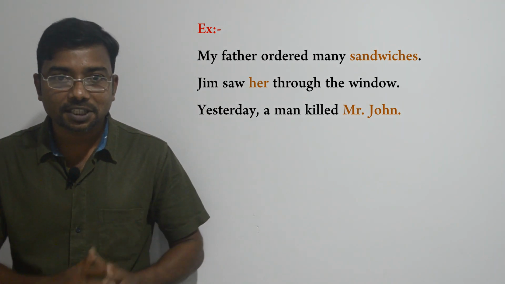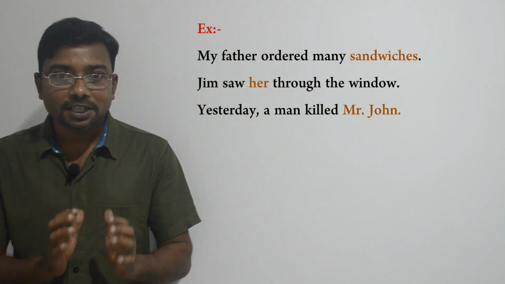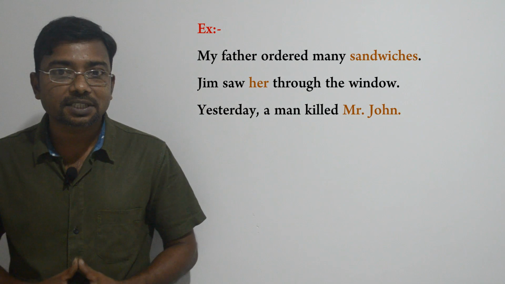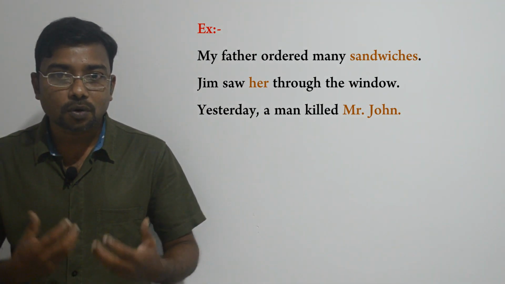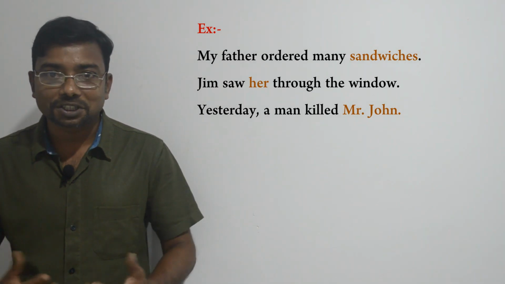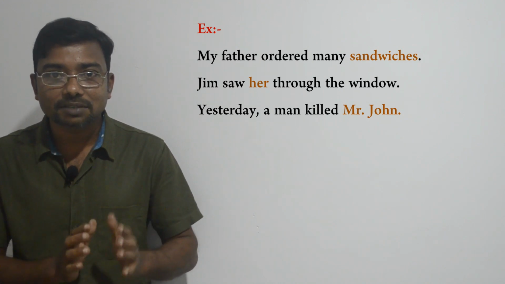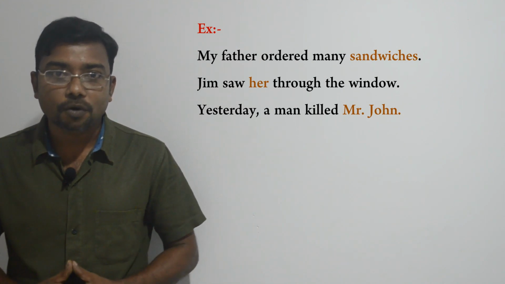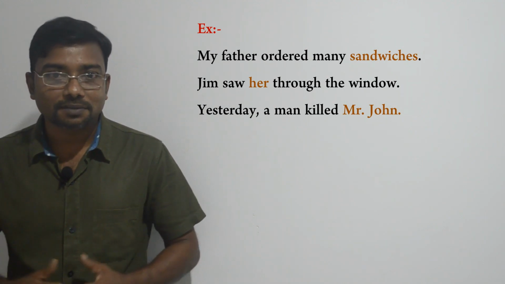Here, my father is the subject because it implemented the action ordered. Here, ordered is the verb. Can you identify what the object is? To identify the object, we can ask a what or whom question. What did my father order? Sandwiches. Okay, here sandwiches is the object because it directly received the action of the verb ordered. Here sandwiches acts as a noun.